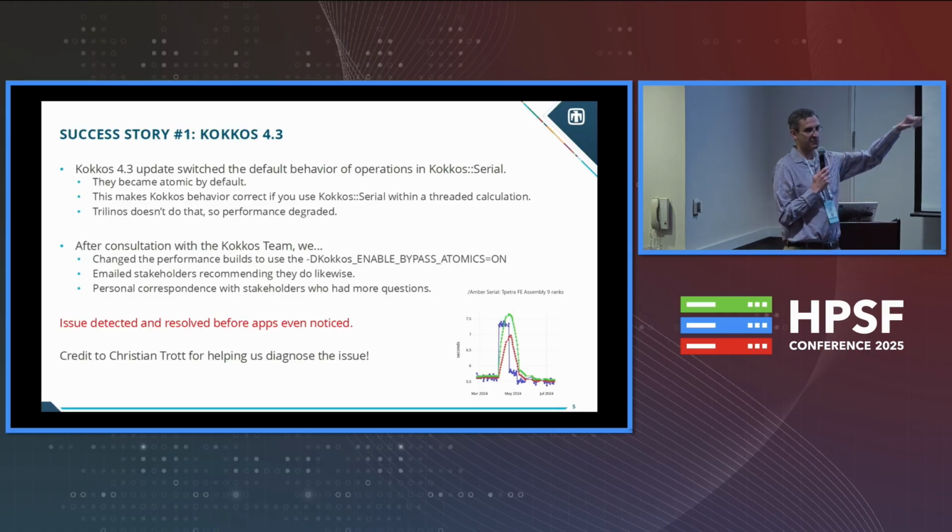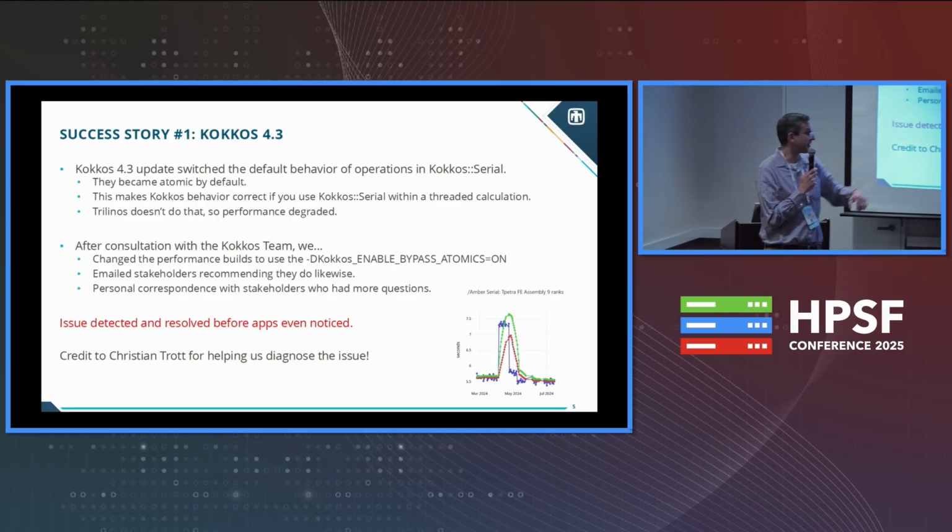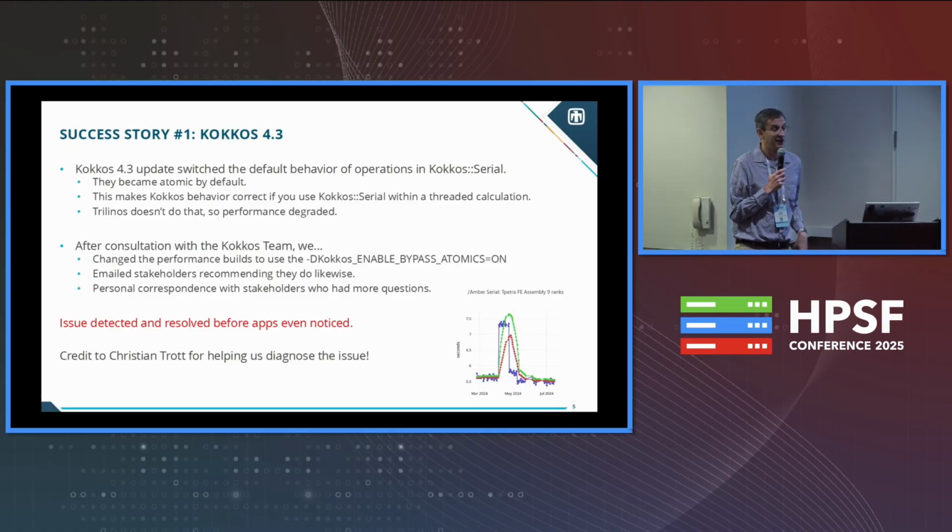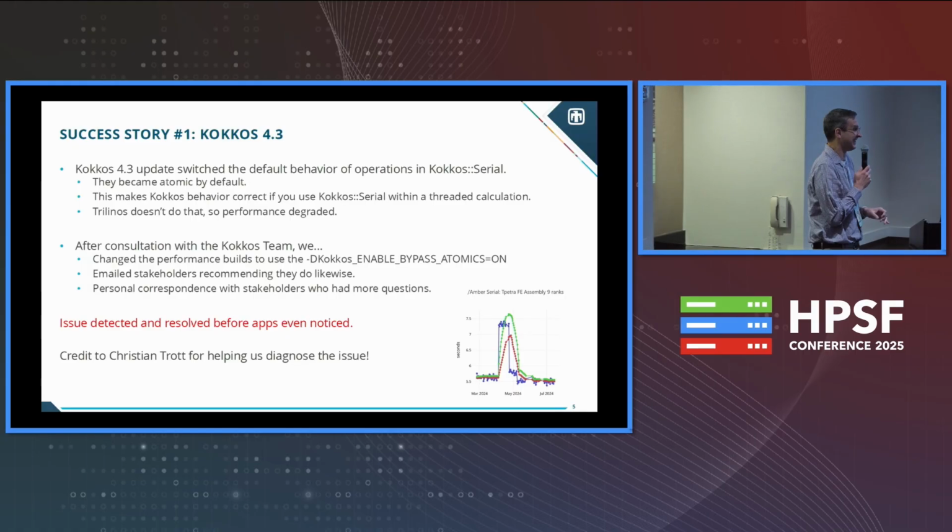But for Trilinos, where we don't use Kokkos serial inside of a threaded region, it made everything slower. And that's exactly what you see here. In that particular example, it slowed finite element assembly down on CPUs by a lot.